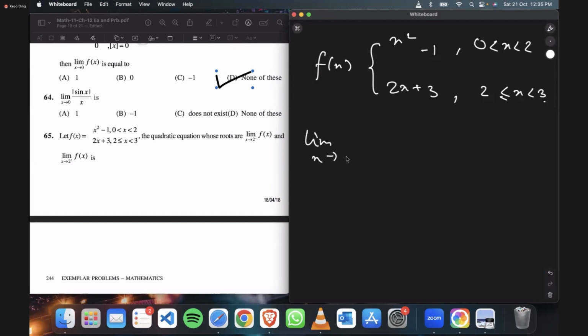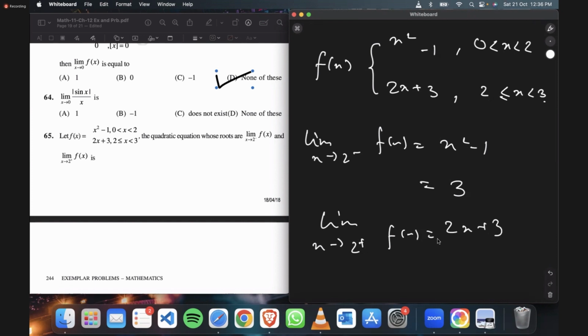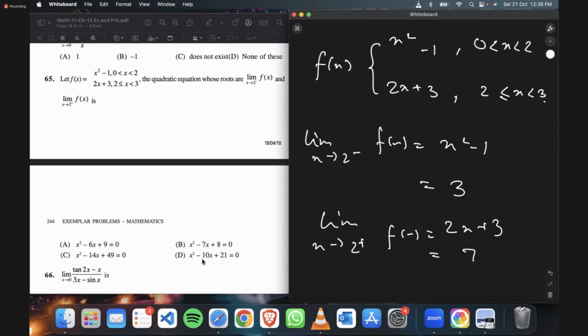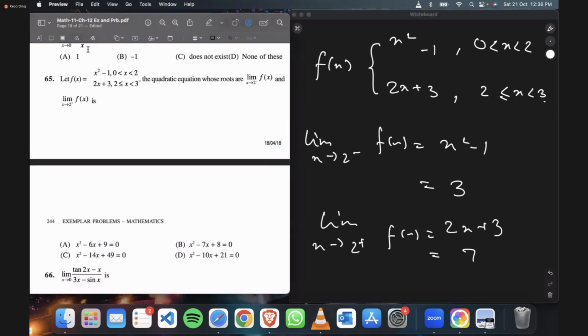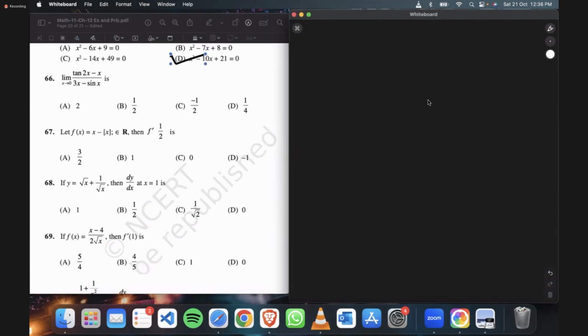Limit x tends to 2 minus f(x): for x tending to 2 minus, we can use x square minus 1. We'll just put the value, 4 minus 1, this is 3. And for x tending to 2 positive, f(x), we can use 2x plus 3. So at 2, 4 plus 3, 7. All right. So 7 3s are 21 and 7 plus 3 is 10. This is D. So D will be the correct answer. All right. So let's see the next question.